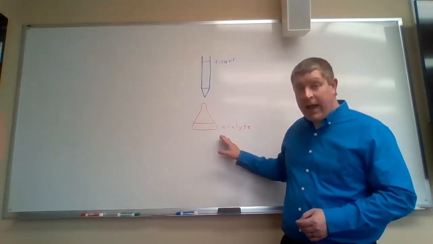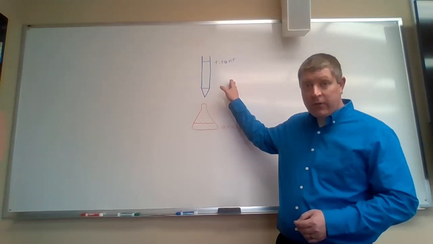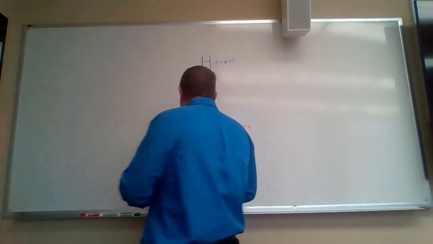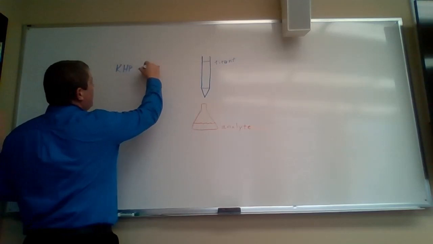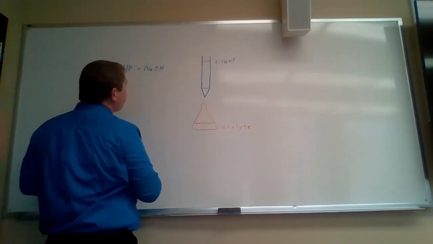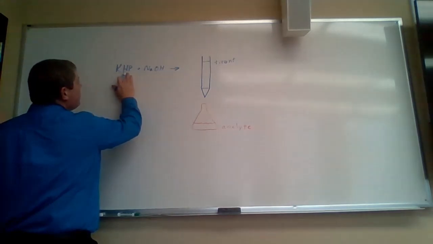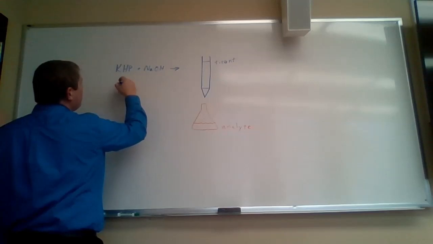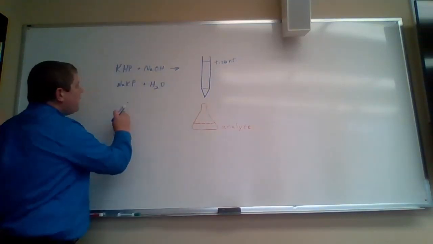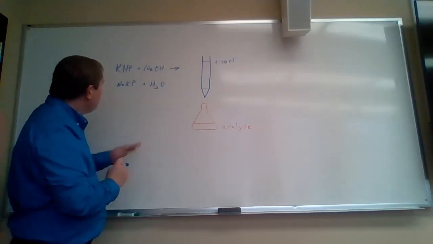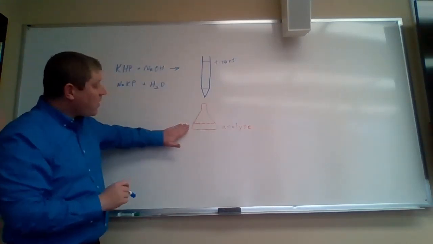Now, the KHP is an acid and the sodium hydroxide is a base, and that means that we have an acid-base reaction occurring. We have KHP and we're adding sodium hydroxide to it. We're removing the hydrogen here, so we'll have sodium potassium phthalate and water. And so we are neutralizing the KHP. So we're going to start with an acid in our flask.